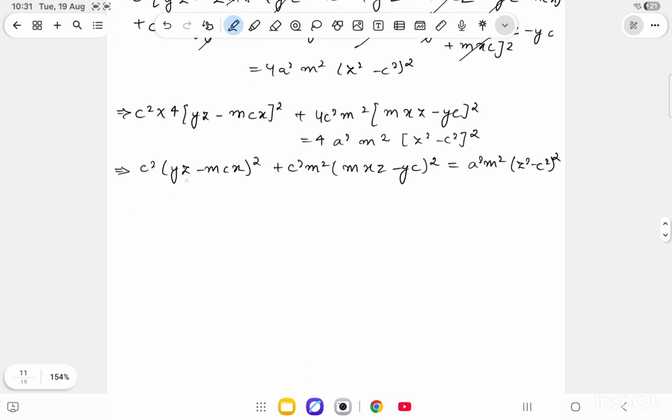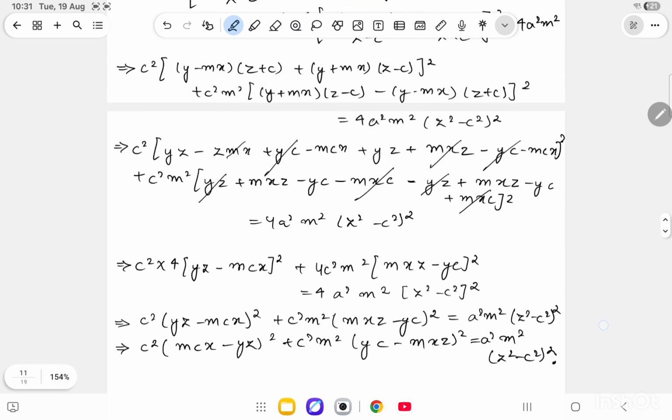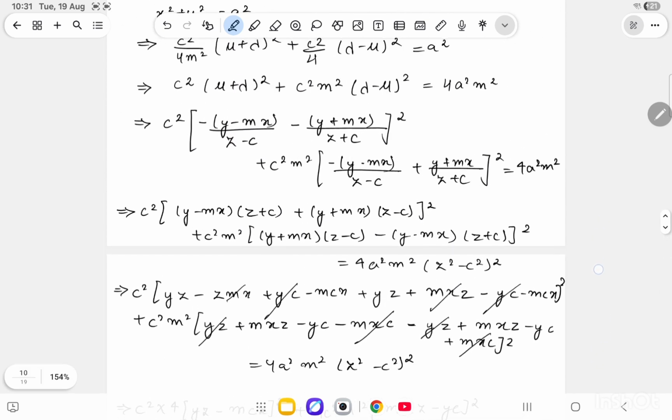There is just a difference of negative sign in the whole square and we can just get rid of that, because it is also equivalent to (mcx minus yz) whole square plus c square m square (yc minus mxz) whole square equals a square m square (z square minus c square) whole square. So there is a lot of calculation involved in this one.